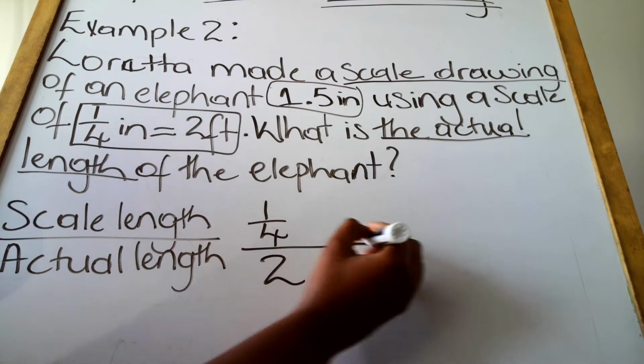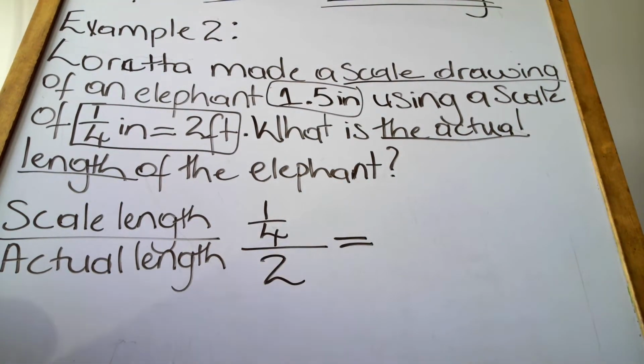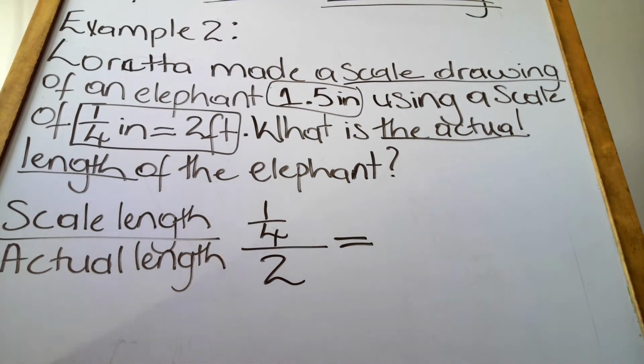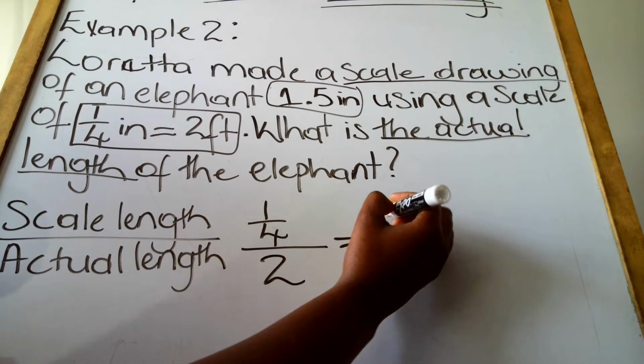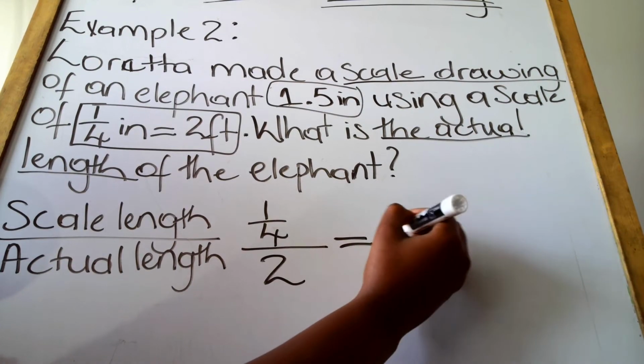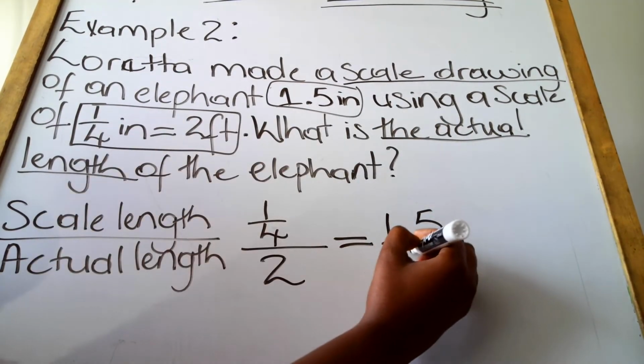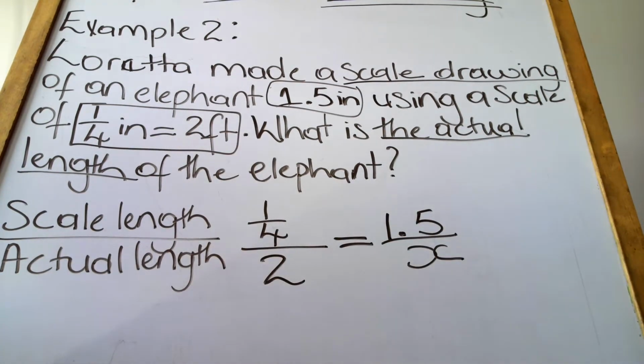And 2 feet is the second term that goes in the denominator. Is equal to 1.5 inch. They tell us that's the scale drawing, right? So that goes in the numerator. So we have 1.5 in the numerator. We want to find the actual length, so that goes in the denominator.